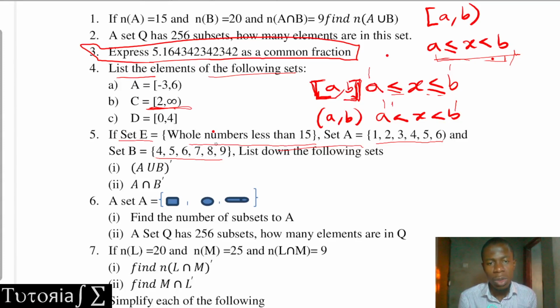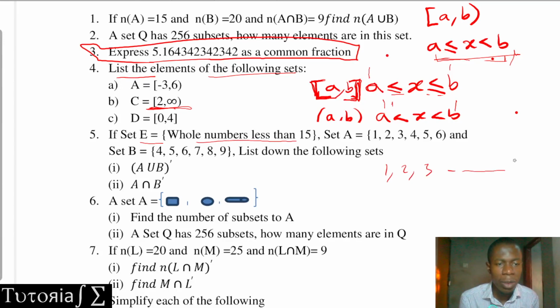Okay, so you try out this question as well. Just want to see how you do it. So the universal set is a set of whole numbers less than 15, meaning that we have 1, 2, 3, all the way to 15. Okay. Find A union B complement, A intersection B complement.